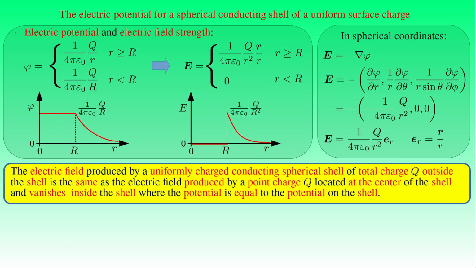The electric field produced by a uniformly charged conducting spherical shell of total charge Q outside the shell is the same as the electric field produced by a point charge Q located at the center of the shell, and vanishes inside the shell where the potential is equal to the potential on the surface of the shell.